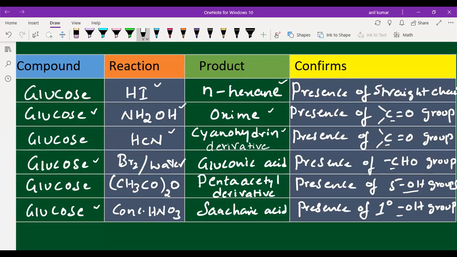Okay, in board examination, for 1 mark questions or 2 mark questions, they might be asking what is the reaction of glucose with hydroxylamine. What is the product? What does it confirm? Okay, students.